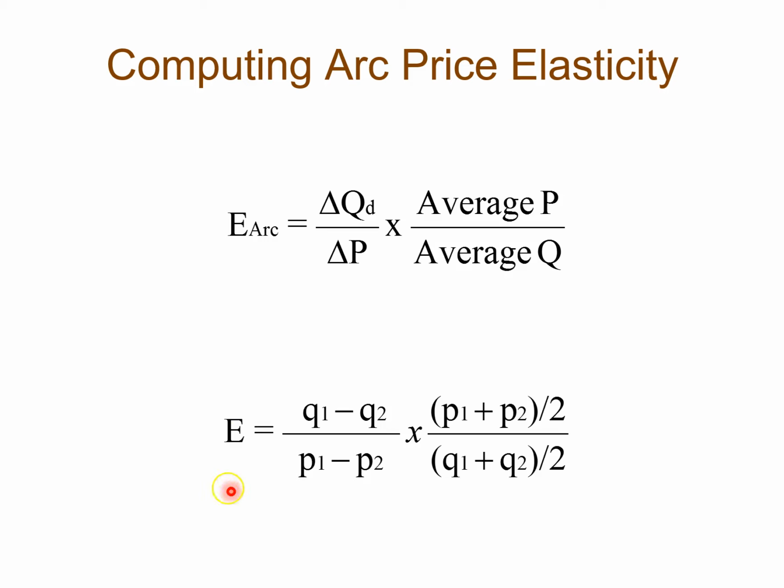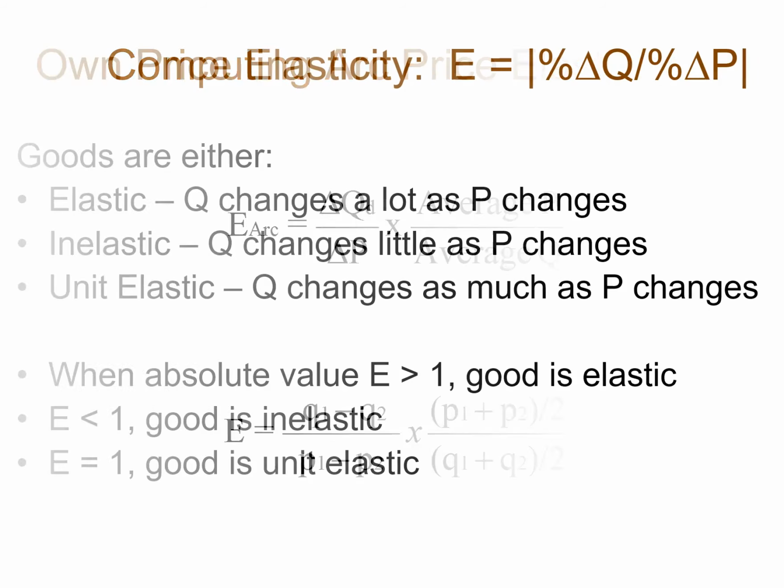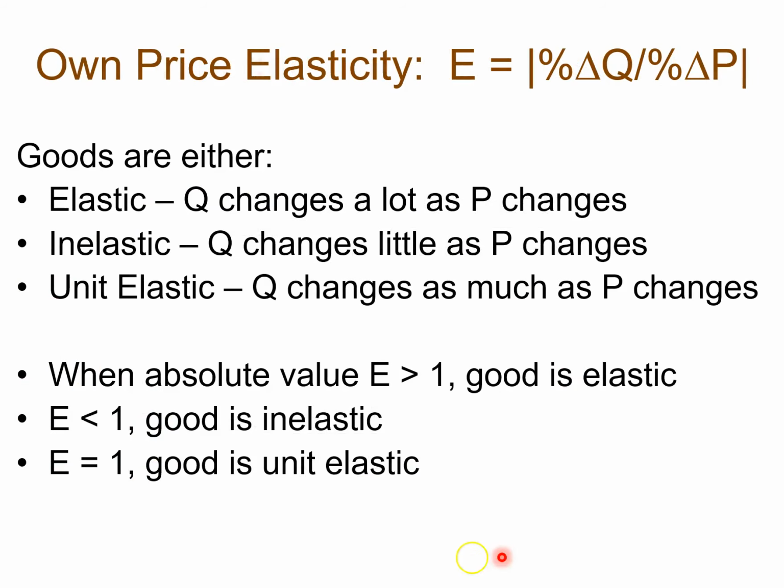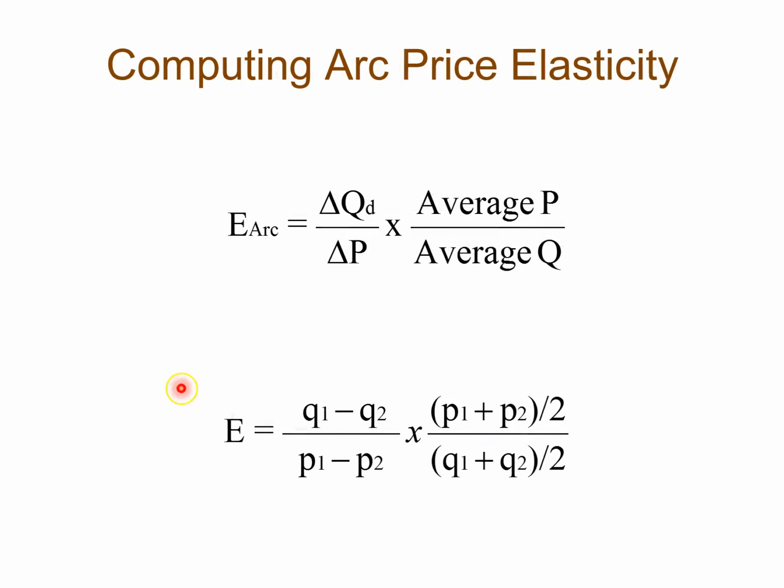But the point is, how do you interpret E? The way you interpret E is through this right here. When the value of E is greater than 1, the good is elastic. When the value of E is less than 1, but greater than 0, it is inelastic. And when it is equal to 1, it's unit elastic. Now keep in mind, we're talking about the absolute value because price and quantity demanded have a negative relationship, this value will always be negative. But what economists do is they simply drop the negative sign and they look at the absolute value.